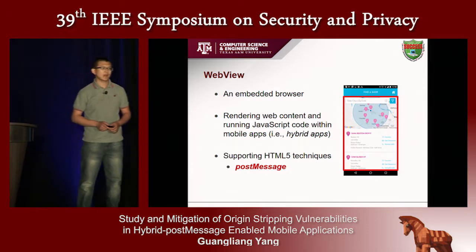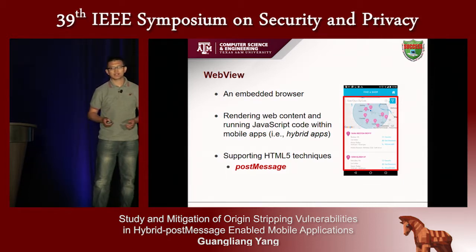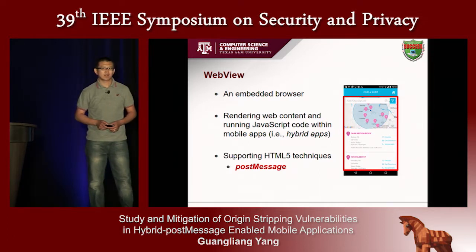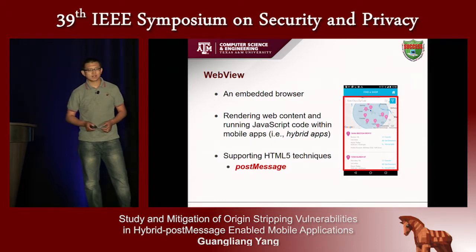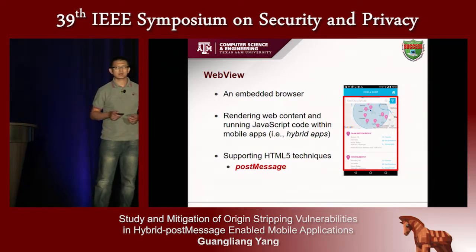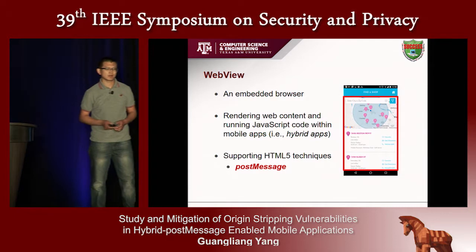WebView is an embedded browser. It can be easily integrated into mobile apps to show web pages and run JavaScript code. For this type of application, we call them hybrid apps. Here is an example. These developers aim to show shopping locations. Developers just need to embed WebView in their application and let WebView show Google Maps, and it's done.